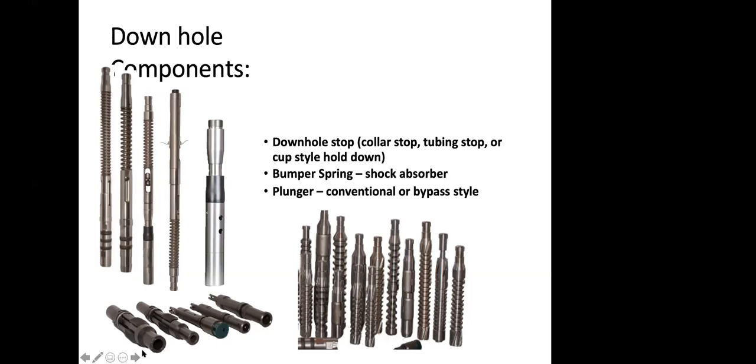Now the collar stop to the right of that actually sets in a collar recess. So where you have two joints of tubing threaded together at a collar, there'll be a gap between those two joints of tubing. So those collar stops have little dogs or extensions that'll fit within that gap left between those two joints of pipe there at that collar. So that's another way we can hold that spring in place.